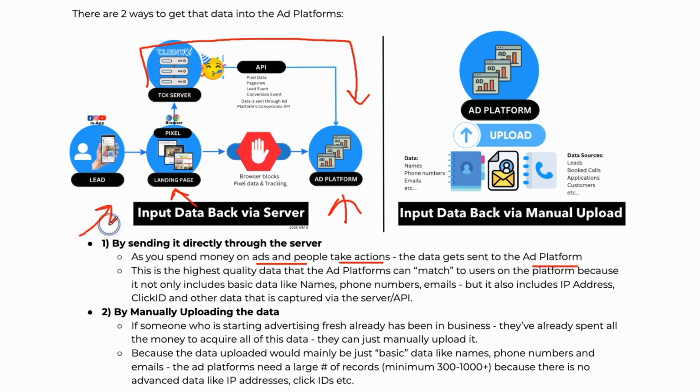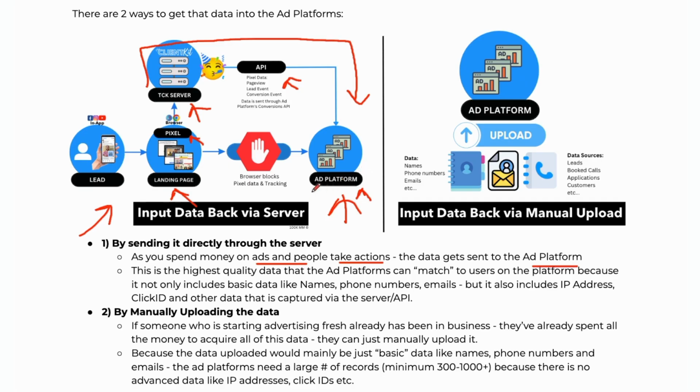Now, this one is the highest quality data because what happens is the ad platforms, through the server and through the API, can actually match users based off of advanced data points, right? So the basic data points are like name, email address, phone number, that kind of stuff, okay? So that's the basic information. But when you're sending data through the server and the API, because you have that pixel that is collecting that data, that information is also included with some advanced parameters like IP address, click ID, and other important data that allows the ad platforms, even with a small number of data sets, to actually match.